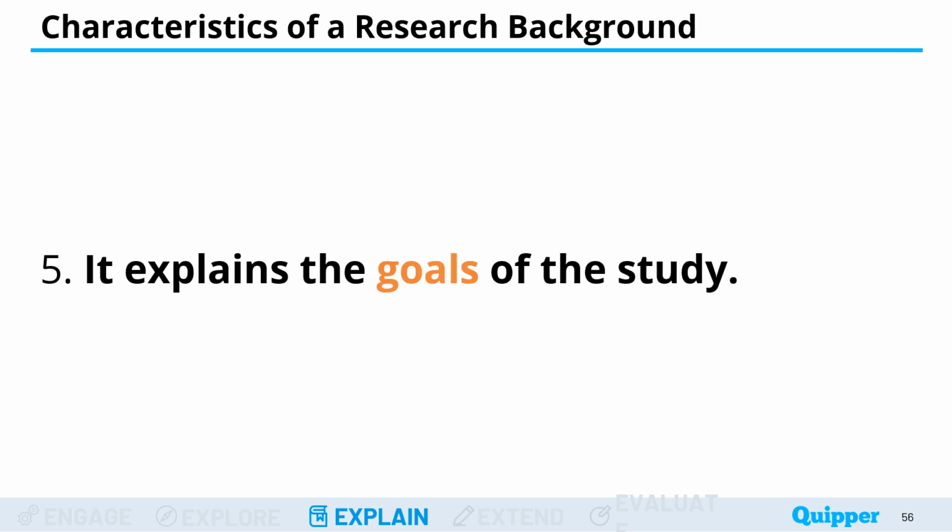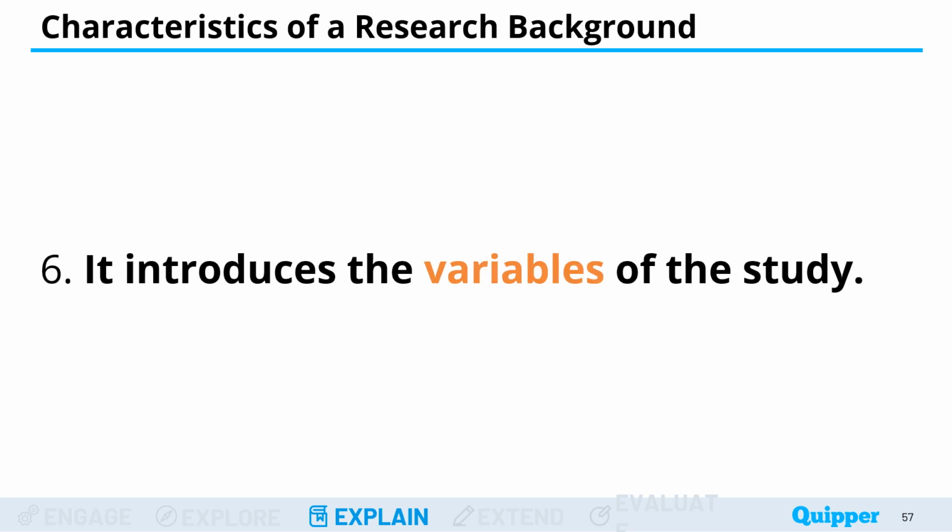It explains the goals of the study, so the research background should provide justification for its possible contributions to the field. It introduces the variables of the study. So for quantitative research papers, the research background should clearly introduce and discuss the variables of the study.